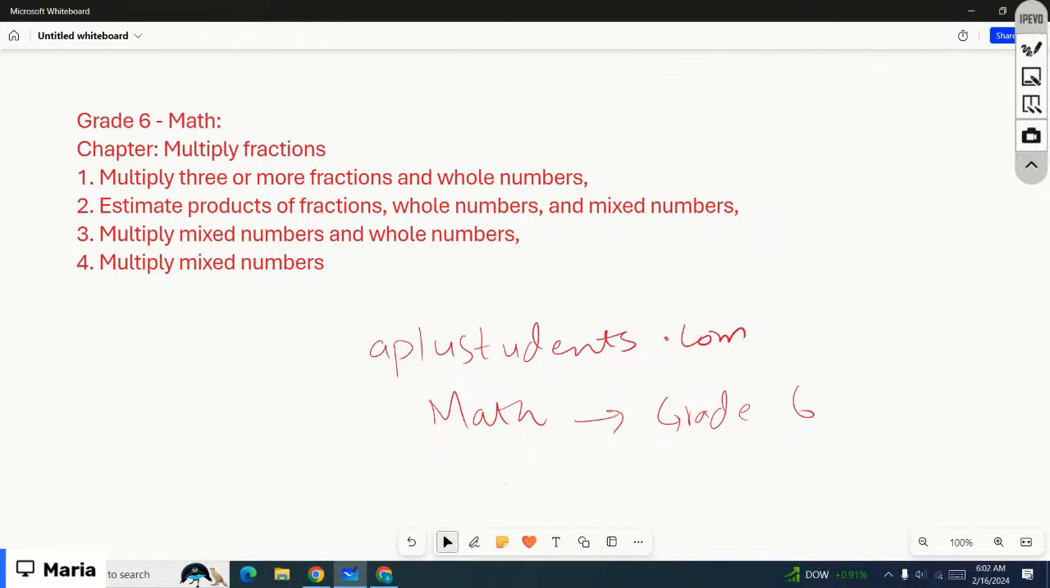We're going to start with the chapter multiply fractions, and the lessons we're going to cover from the chapter are multiply three or more fractions and whole numbers, estimate products of fractions, whole numbers and mixed numbers, multiply mixed numbers and whole numbers, and multiply mixed numbers, right?